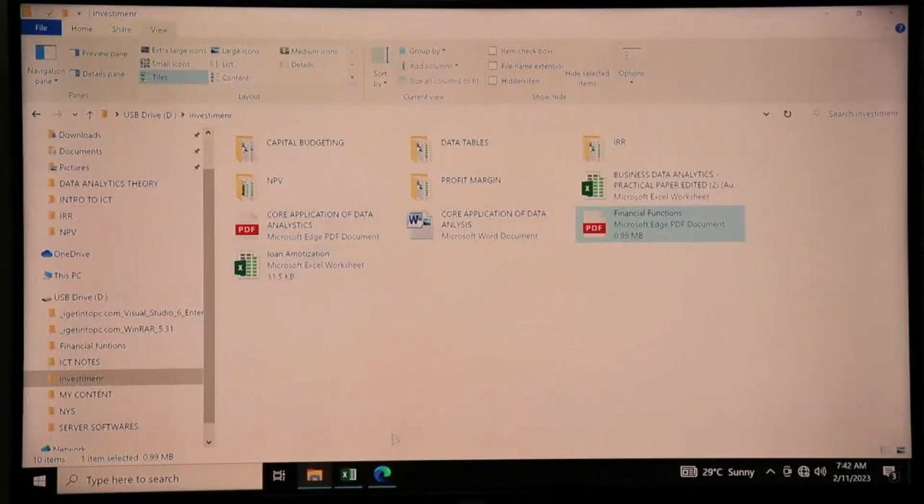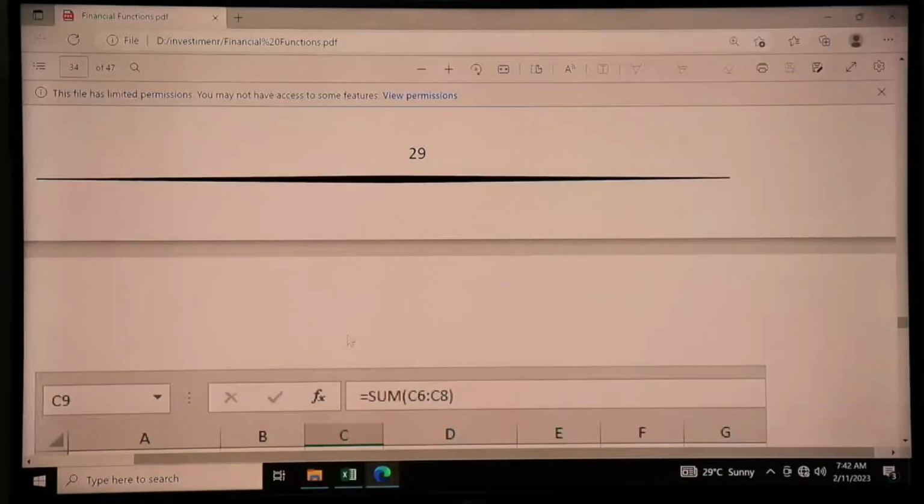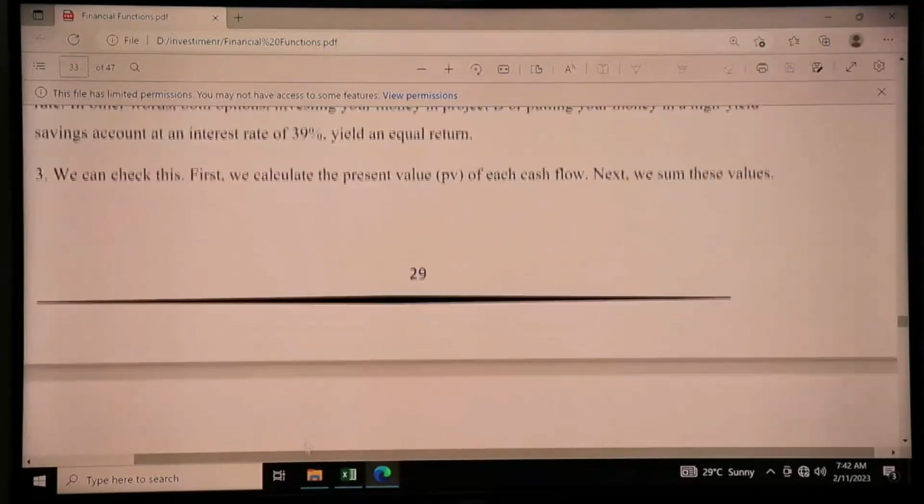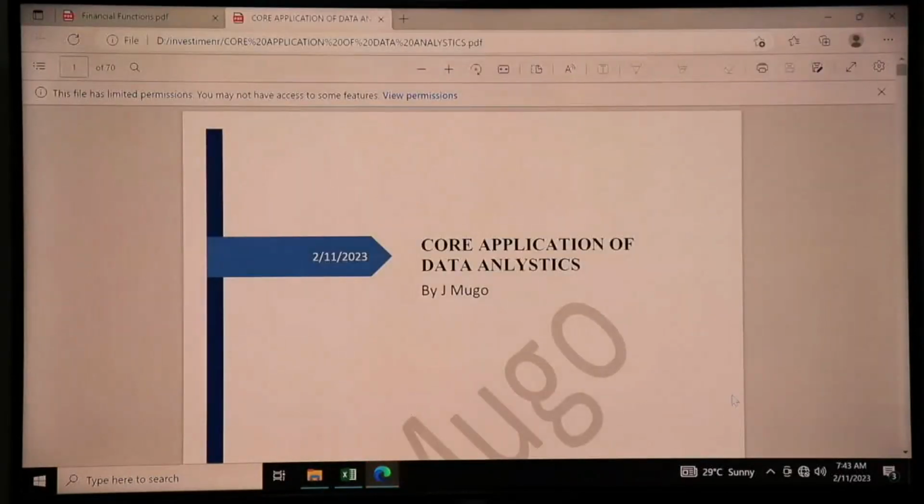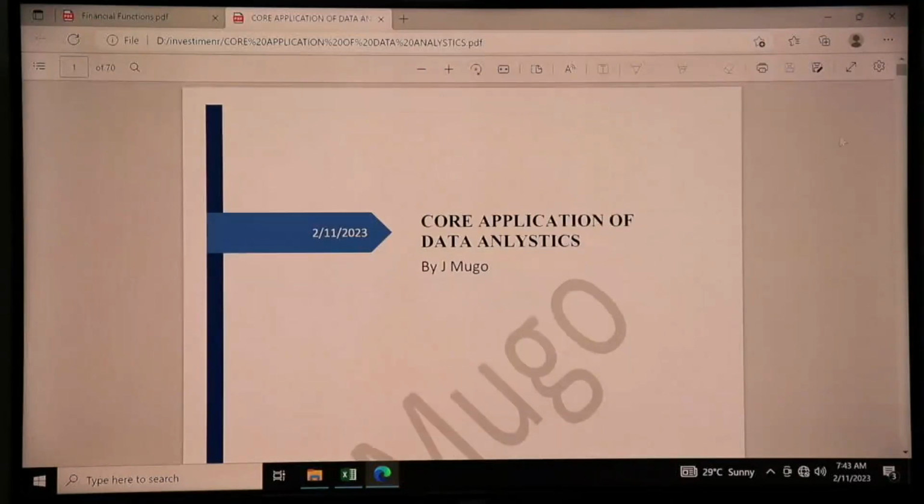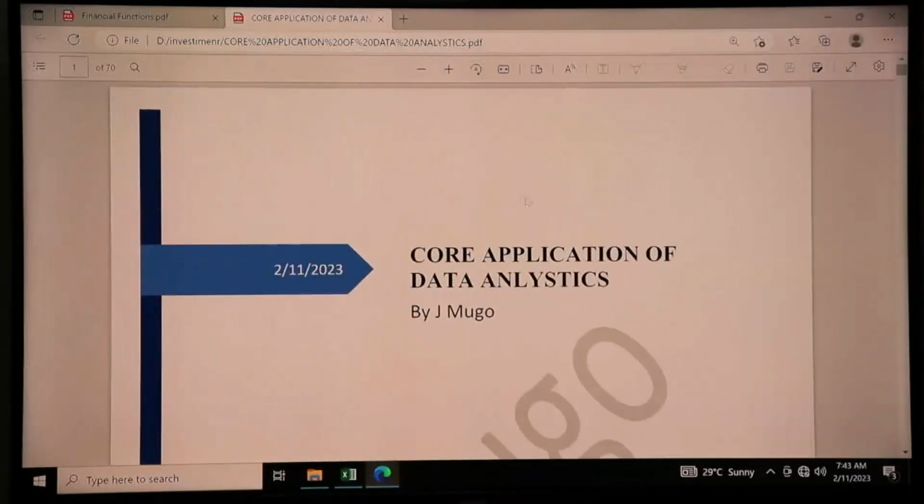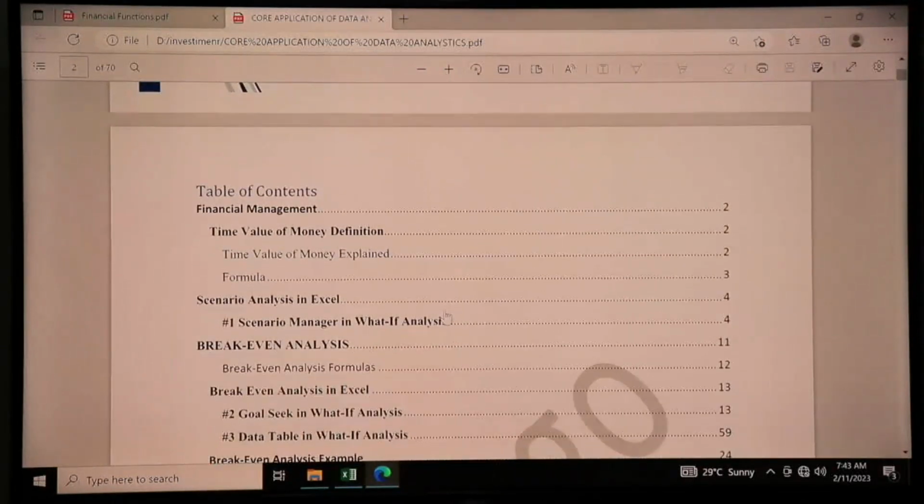There's a booklet I've sent on WhatsApp. I hope you have seen it. I was trying to summarize this content according to the syllabus. That is the core application of data analysis. The only part that is not in that booklet is loan amortization, which we did, the practical part of it.